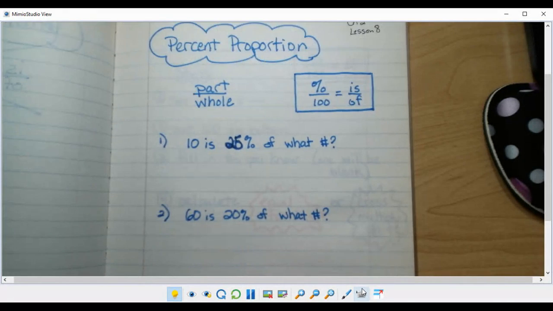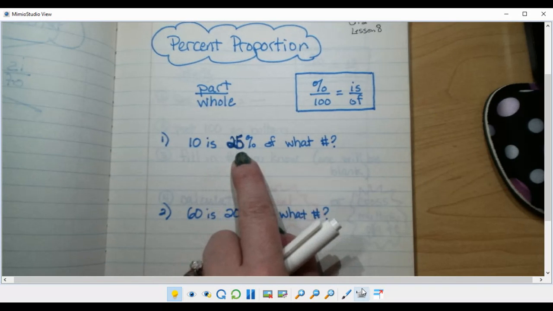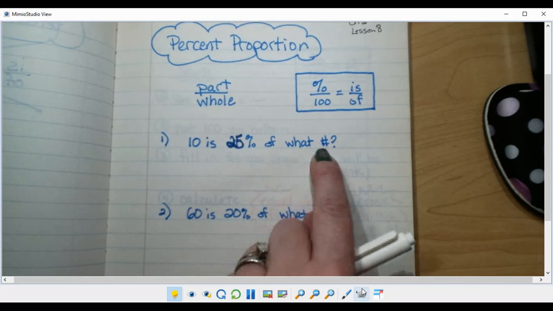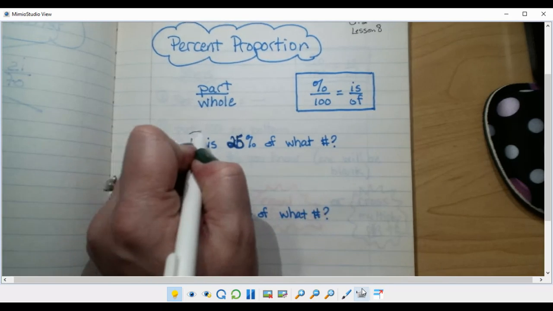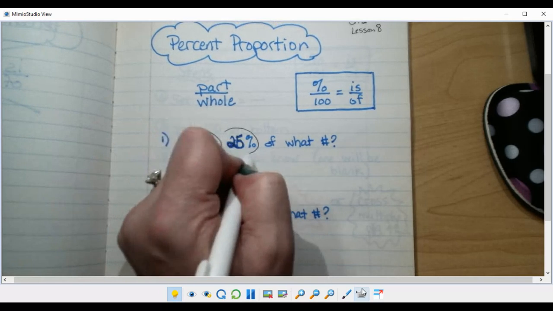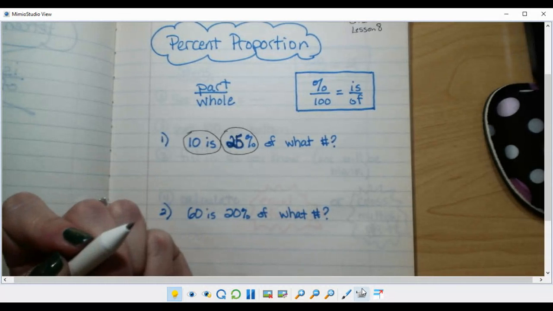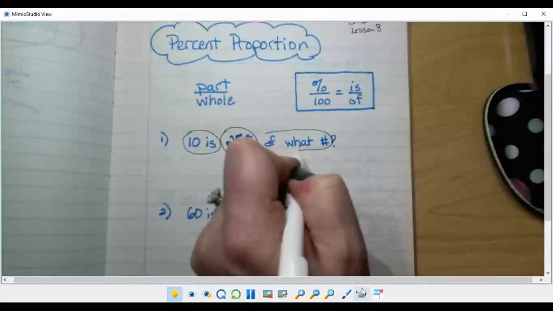Okay, so let's look at our first problem. 10 is 25% of what number? Now, I teach my kids to chunk these or to circle them up, okay? So we're going to circle 10 is, we're going to circle 25%. Sorry, I was sloppy on that one. And we're going to circle of what number?